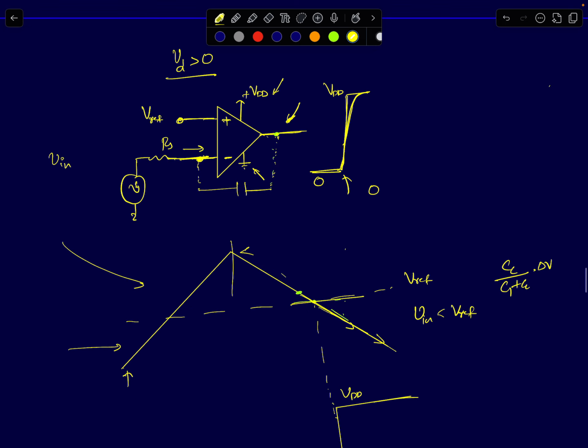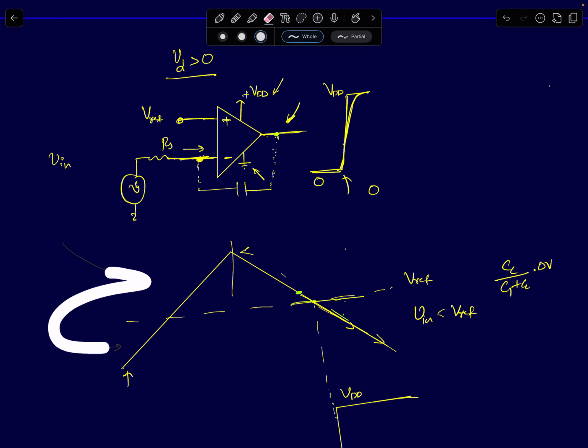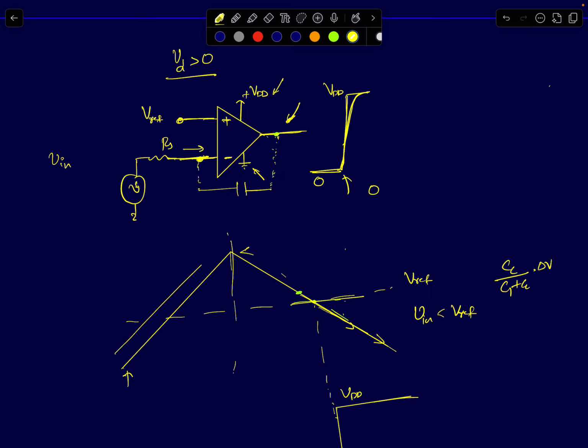Now for simplicity, we'll assume our input signal is a slowly varying triangular waveform. So in one half of the cycle, it's going to increase slowly from a lower value to a higher value, and in the other half of the cycle it will decrease from a higher value to a lower value, and the threshold voltage Vref is somewhere in between the lower and the higher voltage levels.